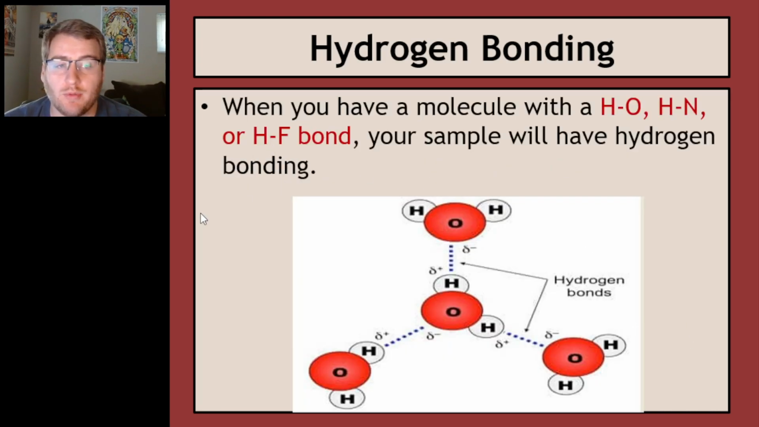When you have a molecule with one of these 3 bonds, HO, HN, or HF bonds, your sample has hydrogen bonding. We said water before has hydrogen bonds, right? And this is them being shown. Now again, this isn't a single molecule's bonds. We're not caring about the fact that this O and H are bonded. It matters, but the reason it matters is because this O and H bond creates these charges.